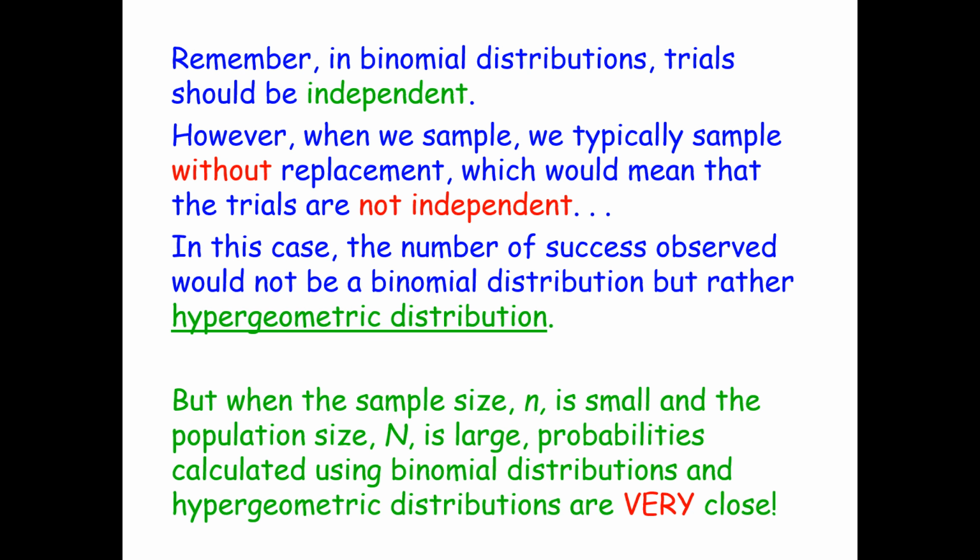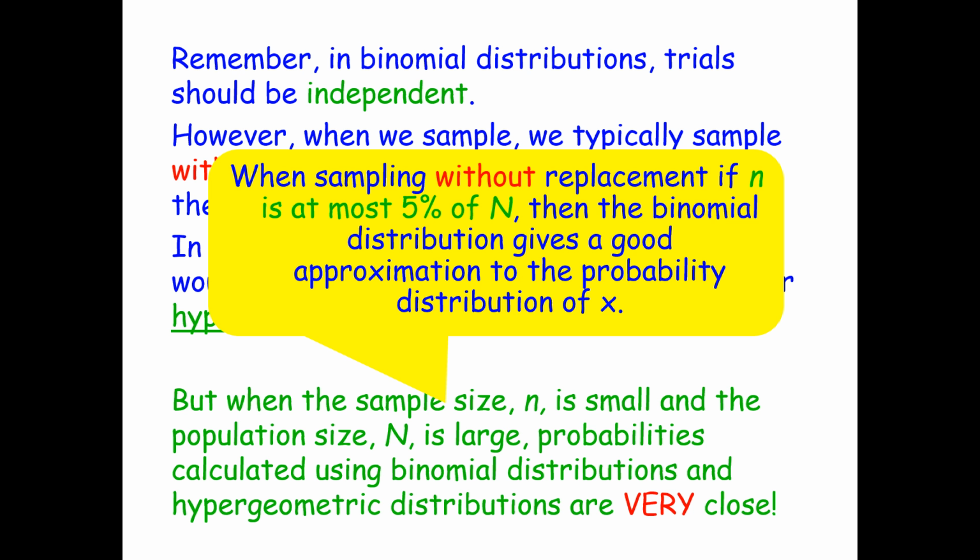But when the sample size n is small and the population size capital N is large, probabilities calculated using binomial distributions and hypergeometric distributions are very close. When sampling without replacement, if n is at most 5% of capital N, then the binomial distribution gives a good approximation to the probability distribution of x.